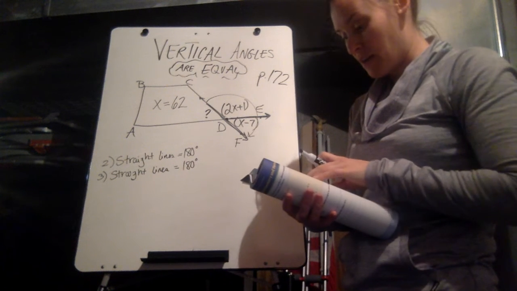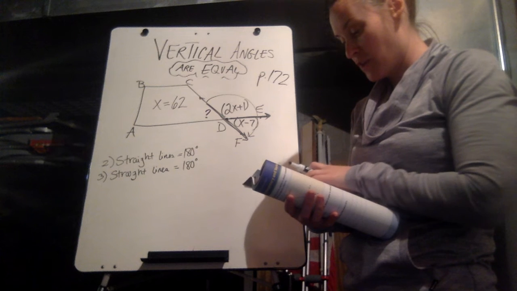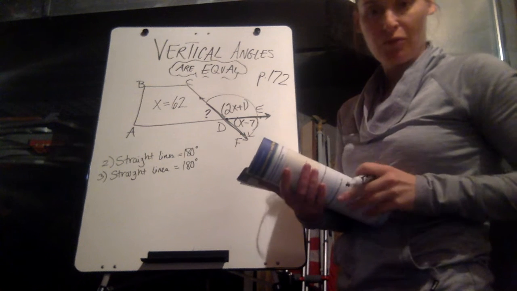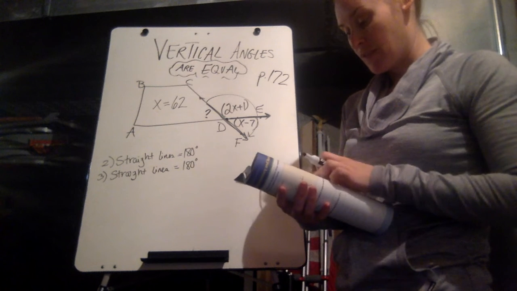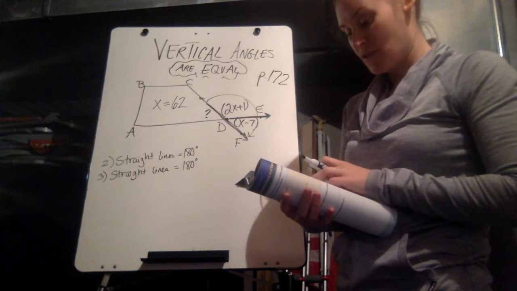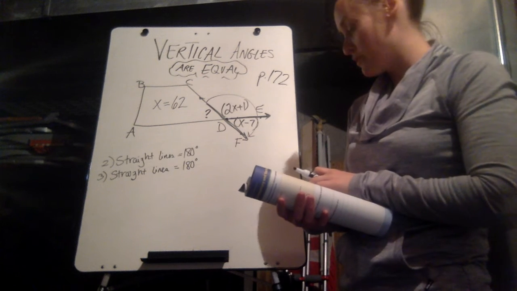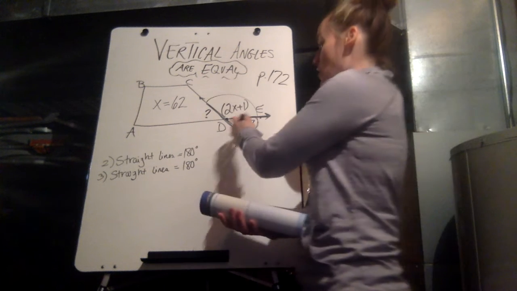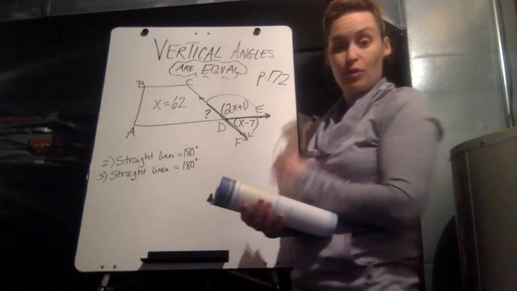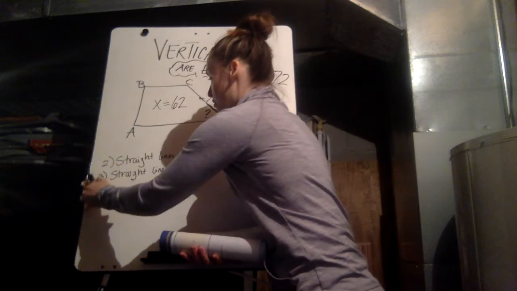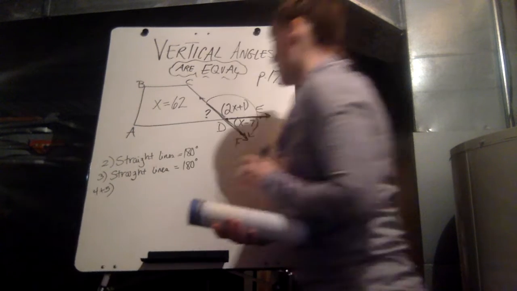Number 4, give reasons for the steps to use and solve the equation right through. Okay, so they solved it for you on page 172. Number 5 says, since you know x equals 62, what are the measures of CDE and EDF? Okay, so they want you to substitute in here. So we've talked about that. So that's numbers 4 and 5.